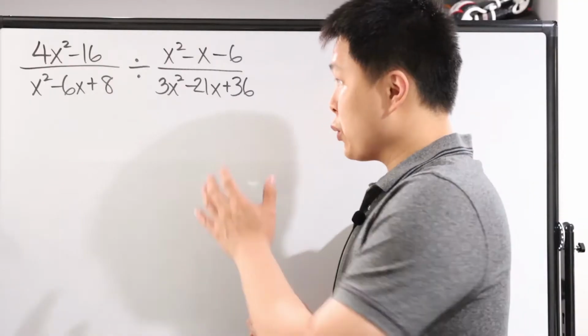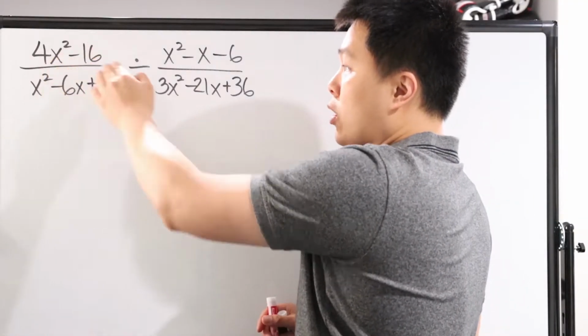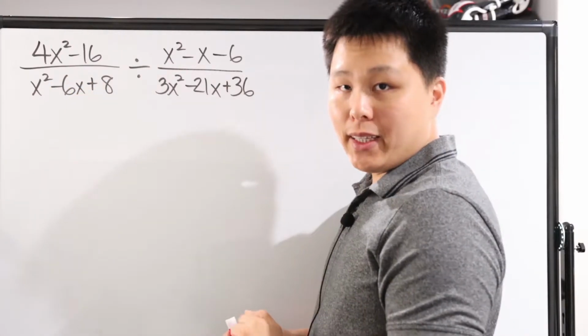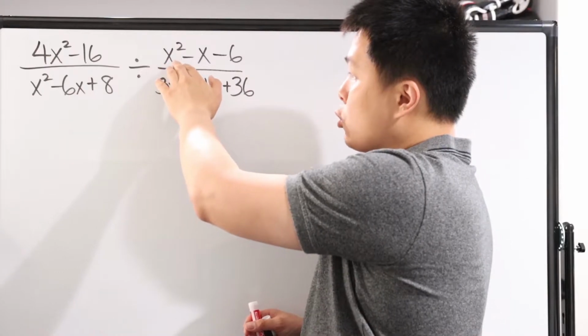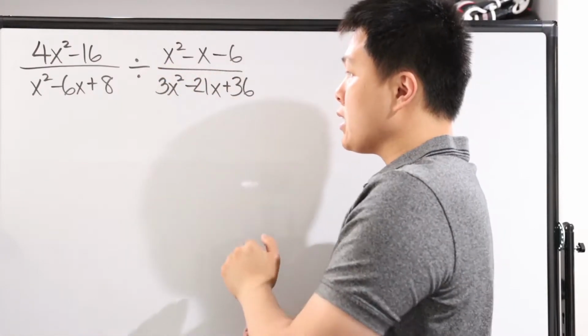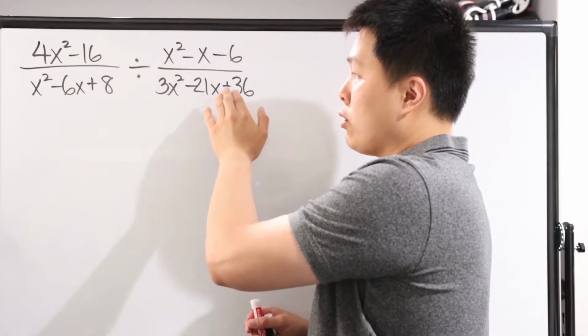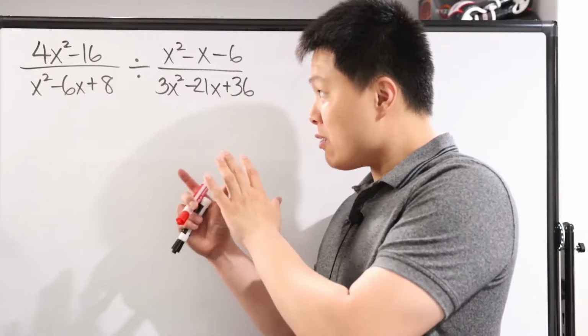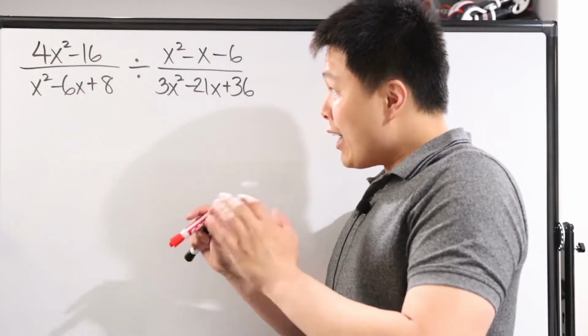So for today's video, we're going to go over this problem: 4x squared minus 16 over x squared minus 6x plus 8, divided by x squared minus x minus 6 over 3x squared minus 21x plus 36. Now this looks like a very difficult and scary problem, and it sort of is.